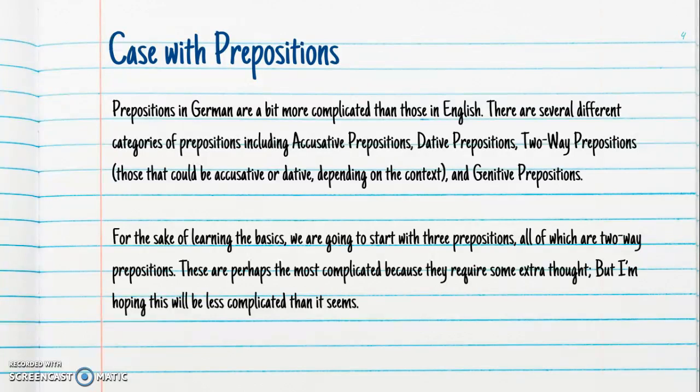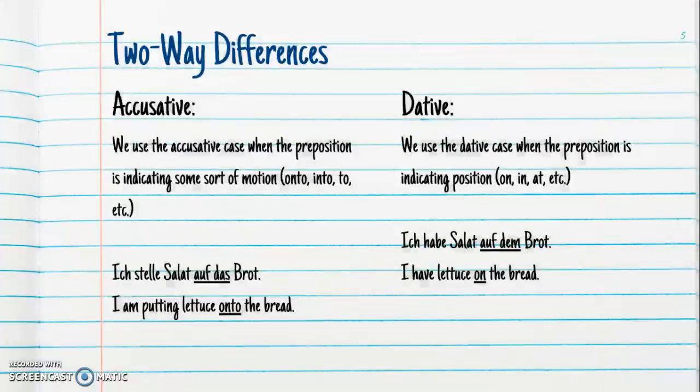Because we're just starting with the basics, we're going to learn actually two-way prepositions. These are prepositions that are going to be used either in the accusative or dative, so it depends, and you will figure that out in a second. Three prepositions we're going to be using are an, auf, and in, which are the three that I just went over. And these can be complicated, but it's only because they require some extra thought. I don't think it's too difficult if you just understand what you're trying to say.